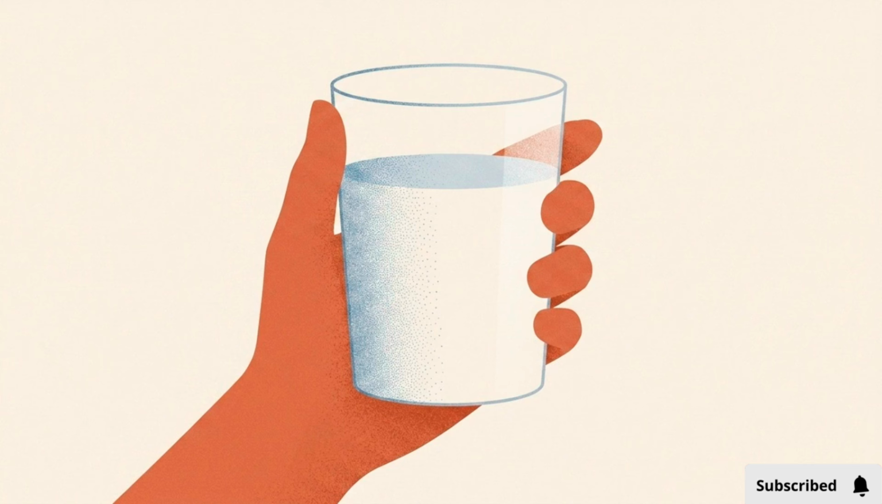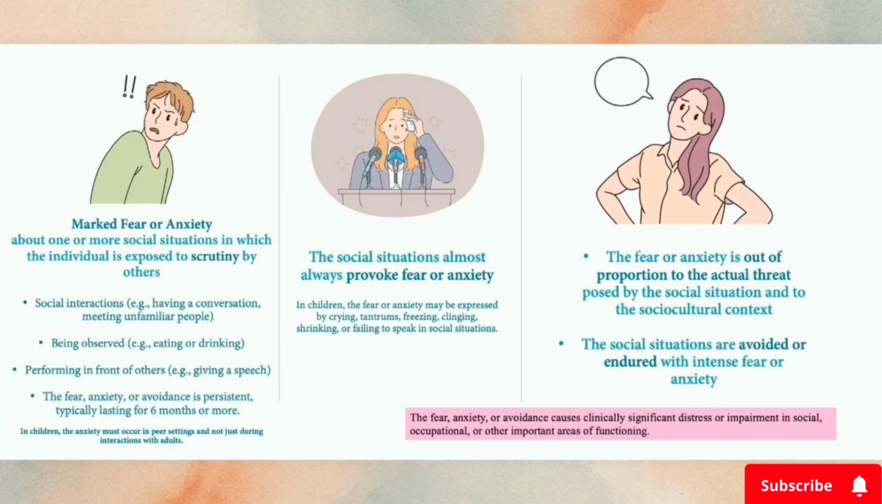You walk into a crowded room, or you go to unmute yourself on a group call, and your body suddenly freezes. Your heart accelerates, your palms sweat, and your mind goes completely blank. Looking at these clinical criteria, social anxiety disorder is highly distinct from standard shyness. The documentation specifies that social situations almost always provoke fear or anxiety, and this reaction is out of proportion to the actual threat, driving persistent avoidance.